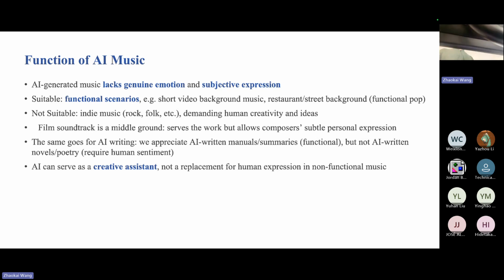Say if you need some music for your short video, or background music in restaurants or on the street, then you may need some functional pop music, and you can use AI music. These are functional scenarios where you don't need to understand the human emotion or the idea that the composer wants to convey behind the music.